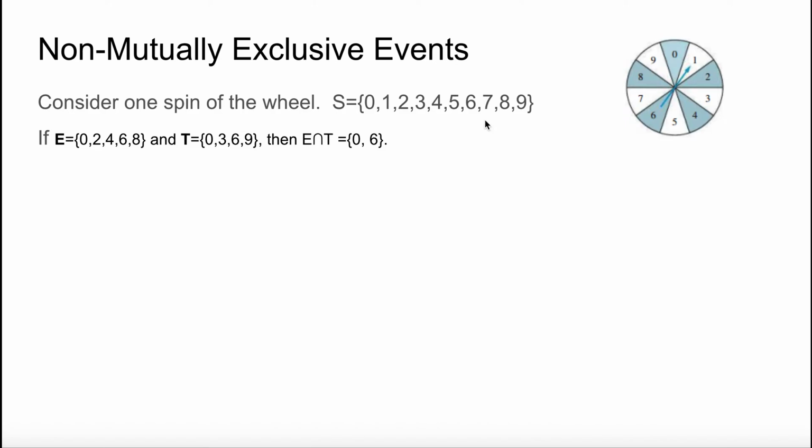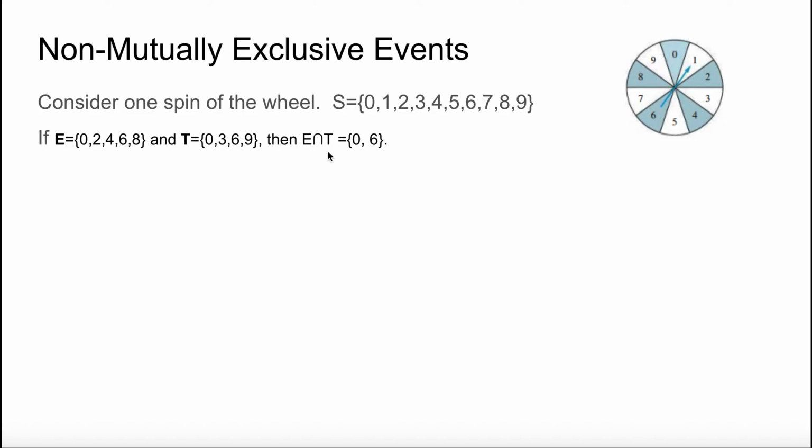If event E consists of these numbers 0, 2, 4, 6, 8, even numbers, and T consists of 0, 3, 6, 9, multiples of 3, then what is the intersection of E and T? So what is both in event E and event T? So you can see what is overlapping. 0, what else? And 6, right? So 0 and 6 are the elements that are both in set E and set T. So this is the intersection part.